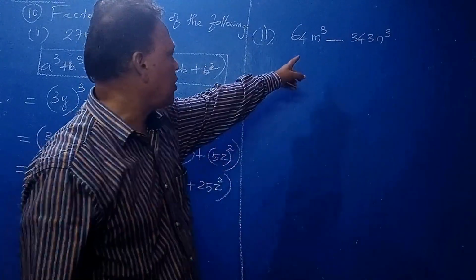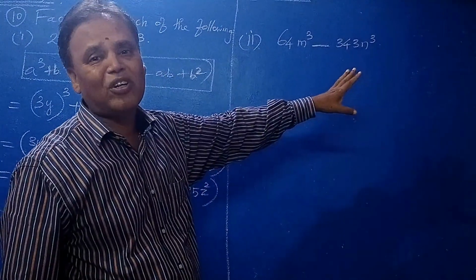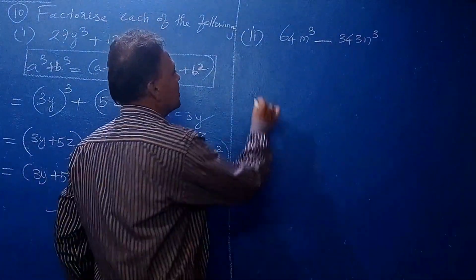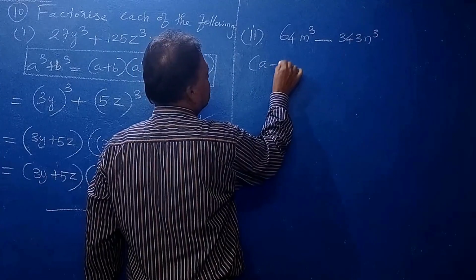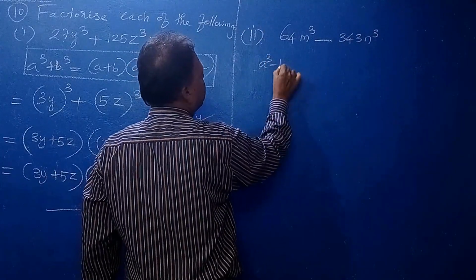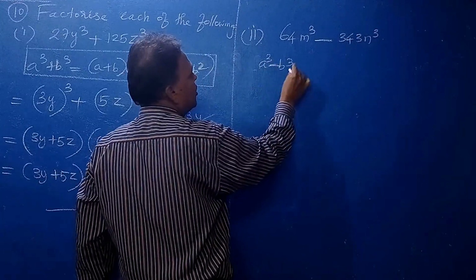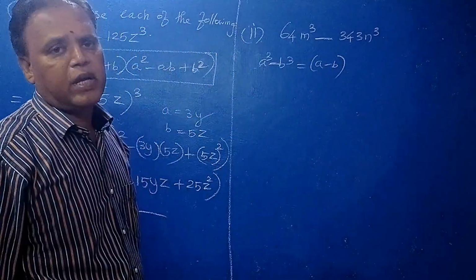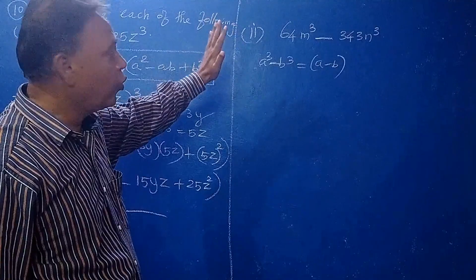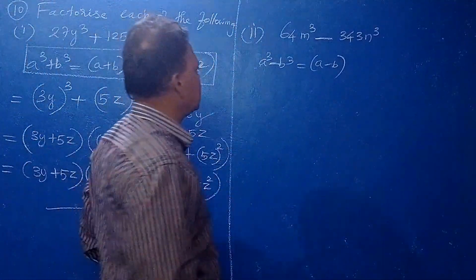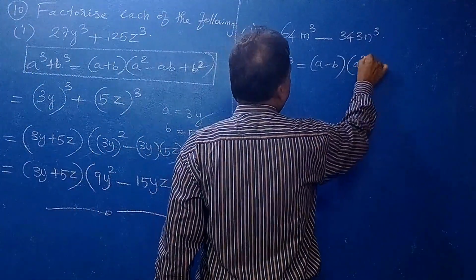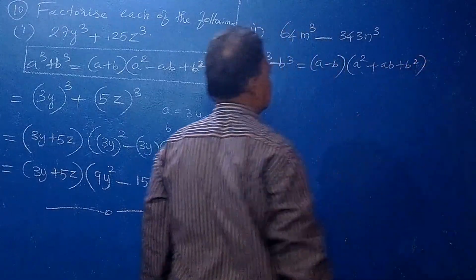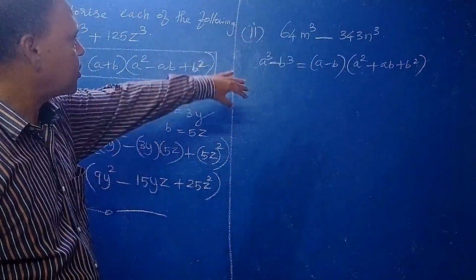We will see one more problem. 64m cube minus 343n cube. Minus is there, so what is the formula? a cube minus b cube. Use the form a cube minus b cube equals what? First write a minus b as it is, into a squared plus ab plus b squared. The middle sign you have to change.